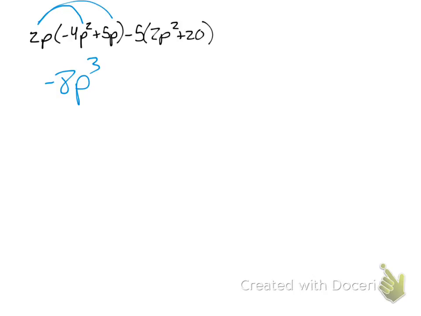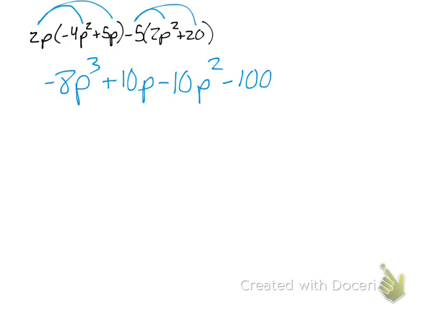2p times 5p is 10p. That's the first group. I then move on to the second group, and it's a negative 5 times 2p squared, which is a negative 10p squared. And a negative 5 times positive 20 is a negative 100. You've now multiplied. At this point, we are done. We have a polynomial. You need to group like terms and put it in standard form.